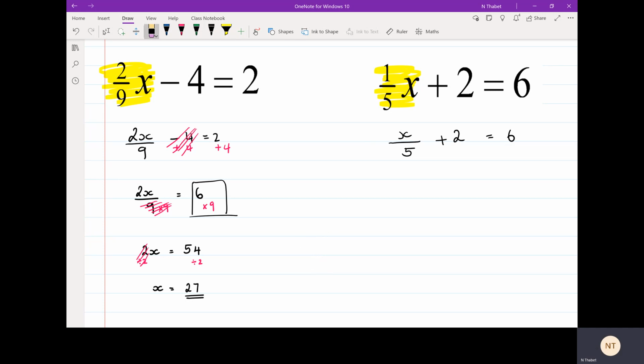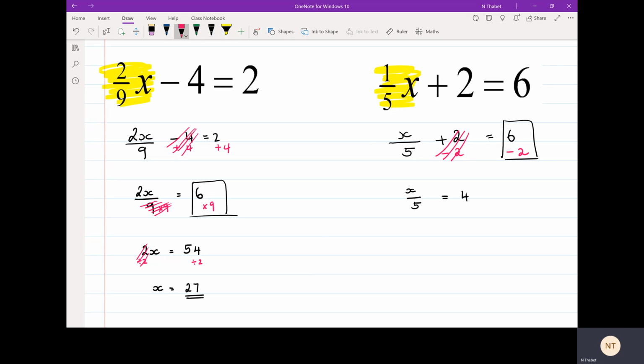For the second one, the last thing that happened was the add 2. So I'm going to take away 2 from both sides. 2 take away 2 is 0. I am left with x over 5 equals, and 6 minus 2 is 4.